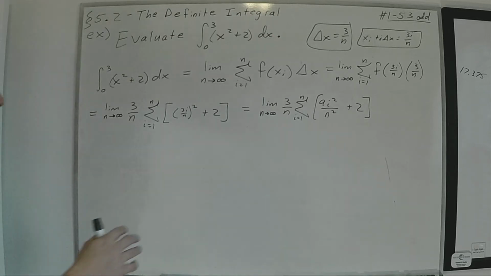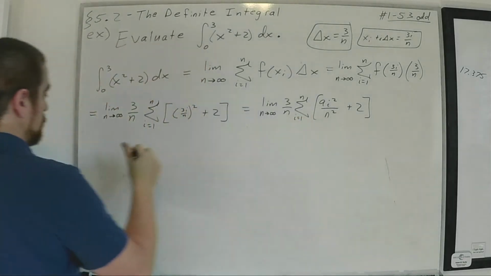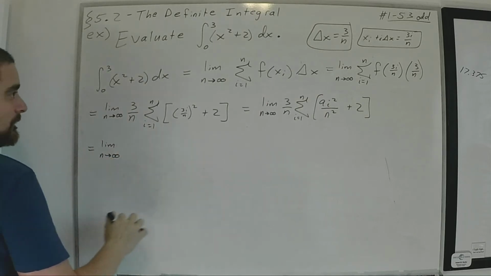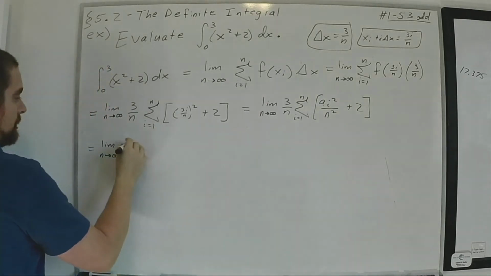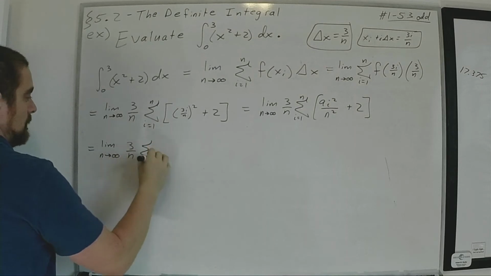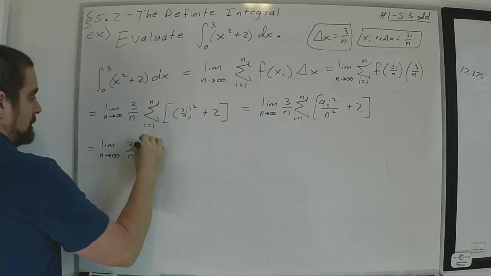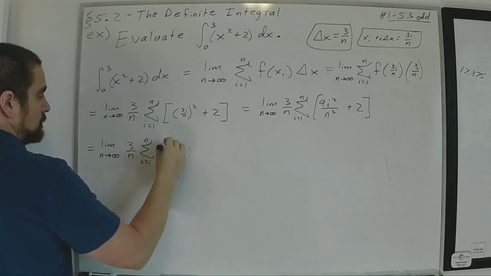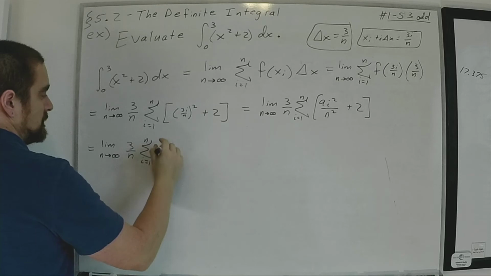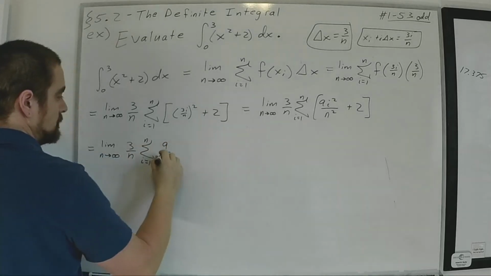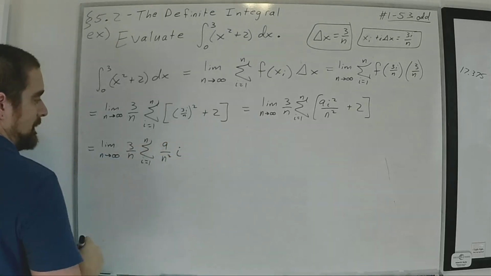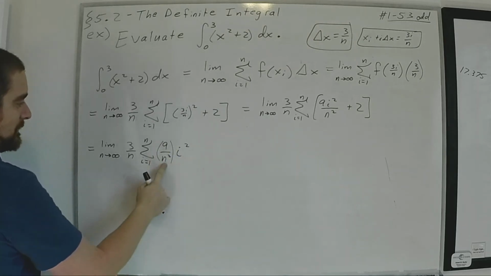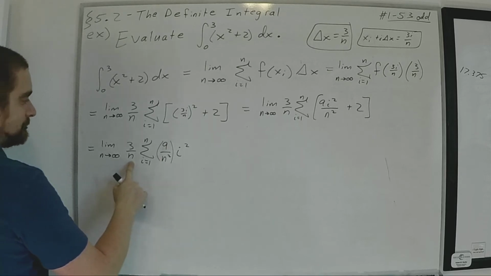So now we can start cleaning this up. We're looking for the limit as n goes to infinity of 3 over n times the sum from i equals 1 to n of, sorry, just 9 over n squared. And we're going to multiply that by i squared. So again, this 9 over n squared becomes a multiple that I can pull out here.